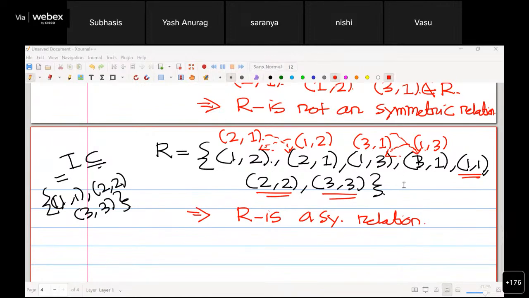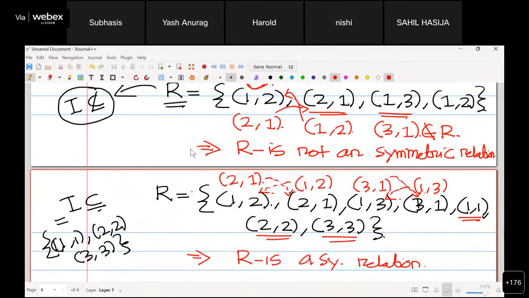Is there any doubt here? Yes, just one. Okay. So they are both symmetric and reflexive, right? Yes, yes, yes. So R is both symmetric as well as reflexive.